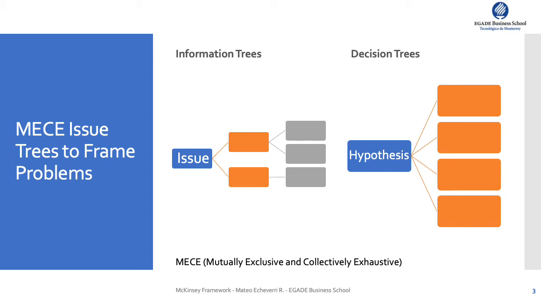The decision trees, which are used when the company or the manager has not identified the problem or what they want to solve, so you need to start working from a hypothesis. Whereas the information tree is where there is a specific and very defined problem, and you can start from this issue in order to get going and address it.